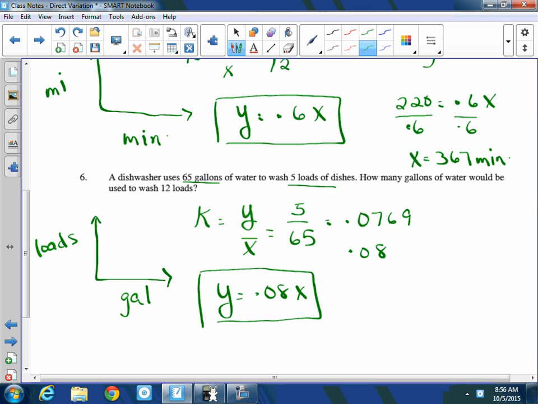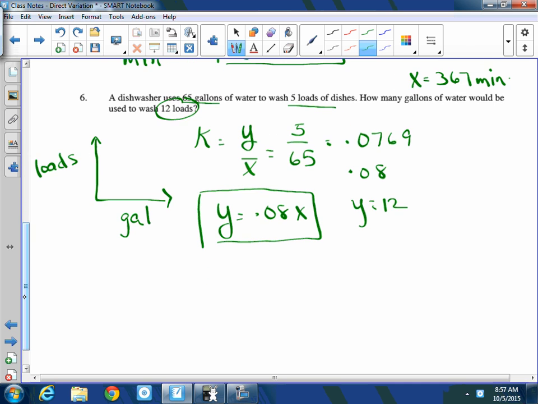Okay, it says, how many gallons of water would be used to wash 12 loads? Now, loads is x or y? Y. Which means y equals 12. Yes. All right, now I plug it in, right? So 12 equals 0.08x. Divide by 0.08. And you got, how many gallons of water do you need? 150 gallons? 150. Yeah. Is that what I'm hearing?